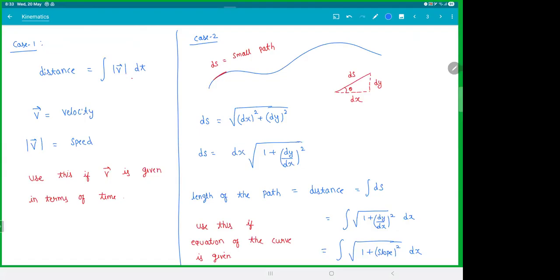So yeah, we use the time formula if time is given, and we use the y and x formula if y and x are given.